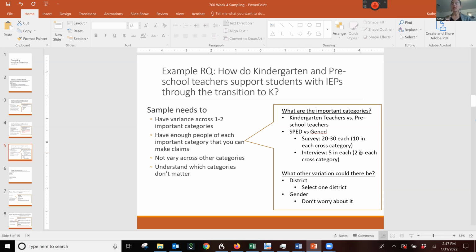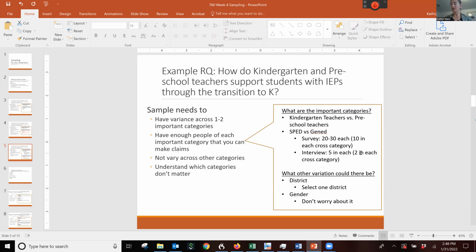In interviews, I would want to make sure I have 2 or 3 in those subcategories. So 2 or 3 kindergarten special ed, 2 or 3 kindergarten general ed, and so on. Again, because if I actually want to understand what's going on in that category of kindergarten special ed or kindergarten general ed, I'm going to need to make sure there's enough people that I'm talking to.